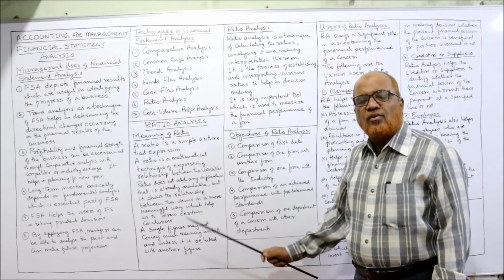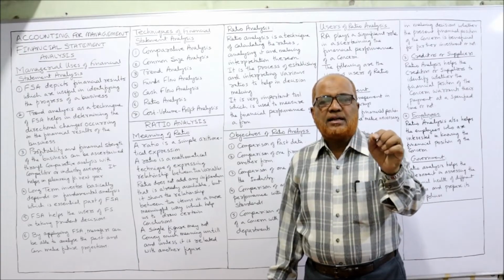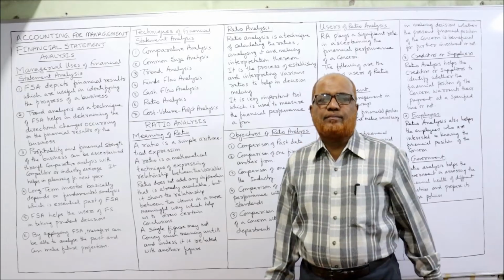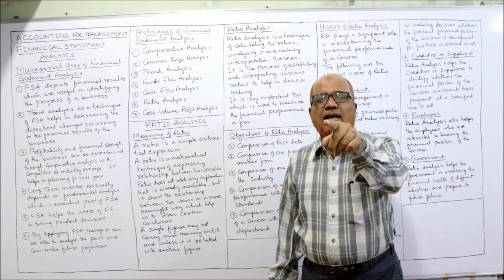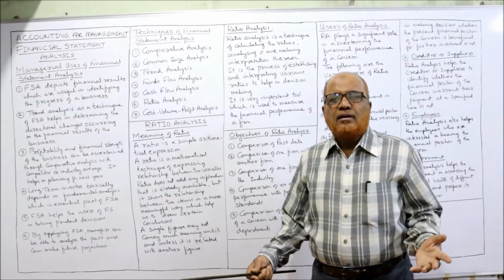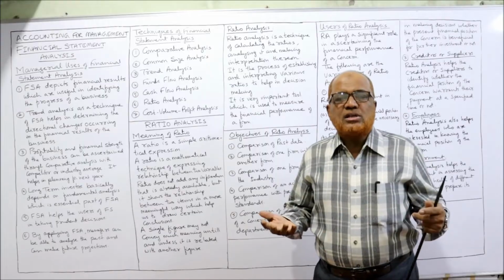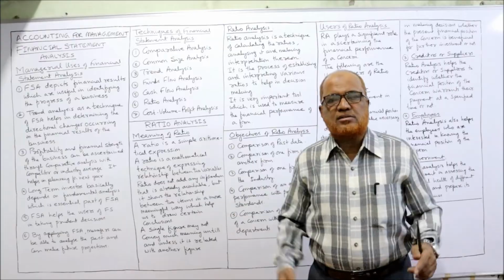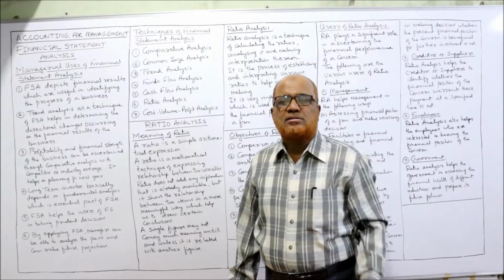Ratio analysis. First of all, the meaning of the term ratio. The ratio is a mathematical technique of expressing relationship between two variables. That means a single variable will not convey much meaning until and unless we compare one variable with another variable. Simply, if a student scored 30 marks, we cannot say whether the student is a good student or bad student or average student or excellent student or genius. We cannot say if we just have the information that he got 30 marks.